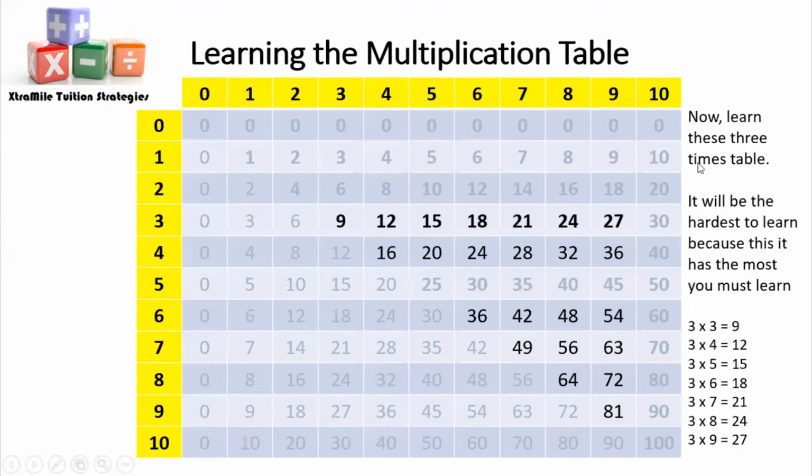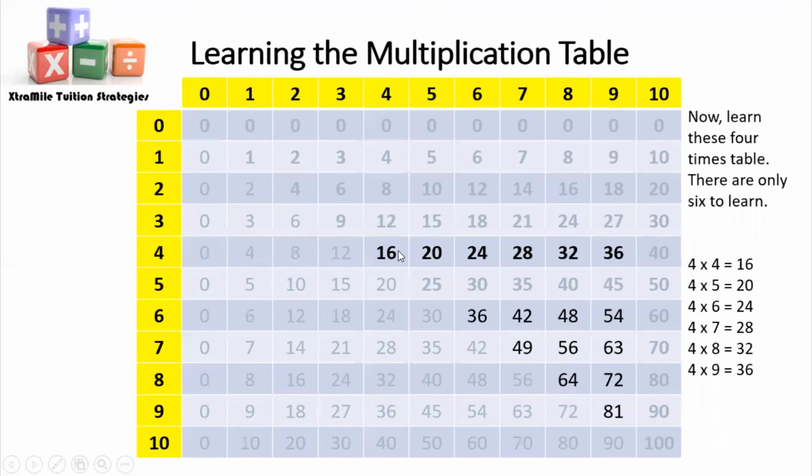Now, learn the 3 times table. It will be the hardest to learn because it has the most you must learn. 3 times 3 is 9. 3 times 4 is 12. 3 times 5, 15. 3 times 6, 18. 3 times 7, 21. 3 times 8, 24. 3 times 9, 27. So write these down and learn them.